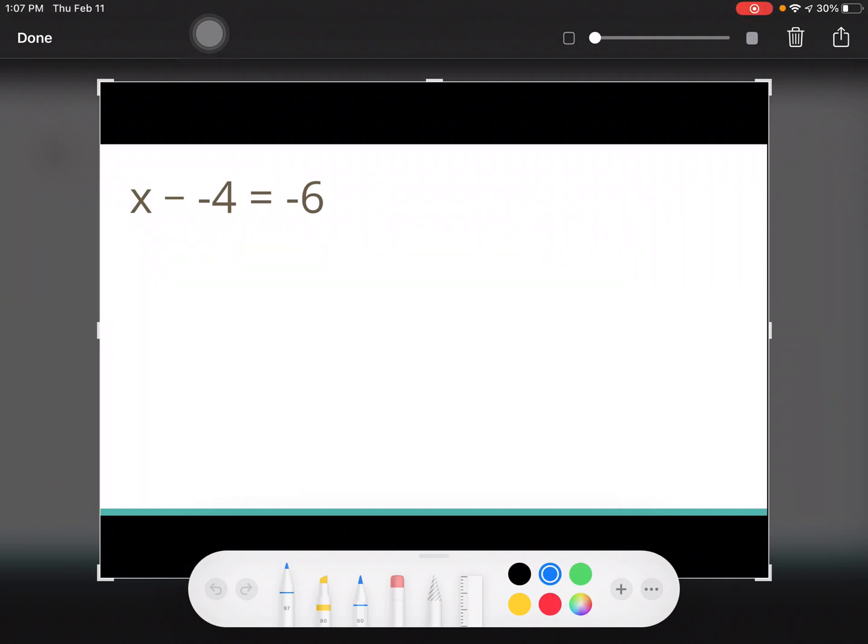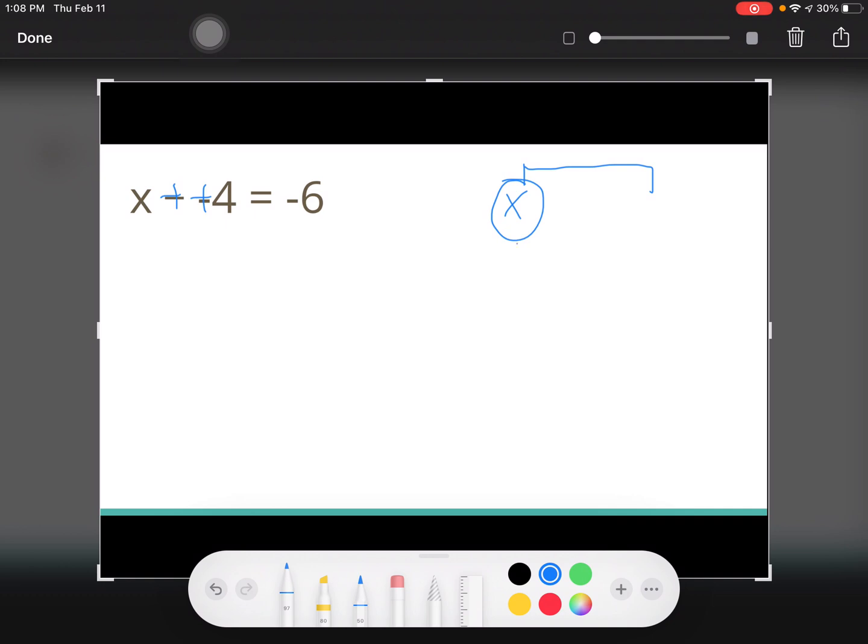Alright, so in this problem we have x minus -4 equals -6. So let's start out by drawing a hanger diagram. So we have x, which I'll use the circle, and then we have minus -4. Well, remember, subtracting a negative is the same thing as adding a positive.